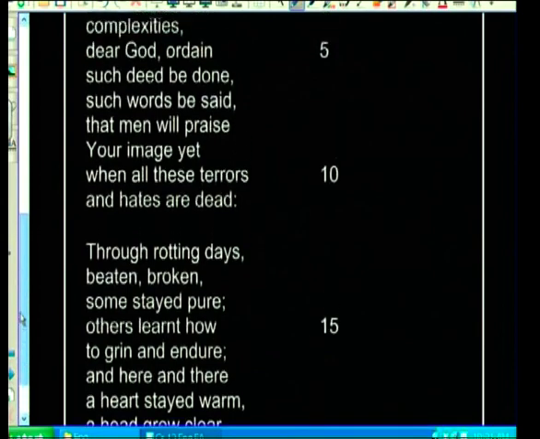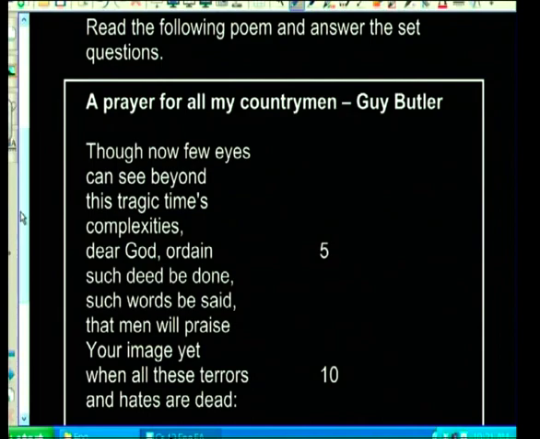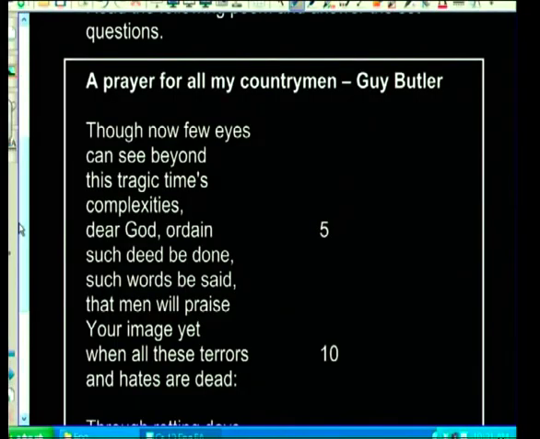Let me read it to you again and explain some of the words and paraphrase a little. Now remember, he's writing within the days of apartheid. And he says, although now, within the days of apartheid, few eyes can see beyond this tragic time. So there are not many people who can see beyond the tragic times and the complexities of it. And the apartheid days were horrific and tragic and complex. There were so many dynamics. And now he begins his prayer.